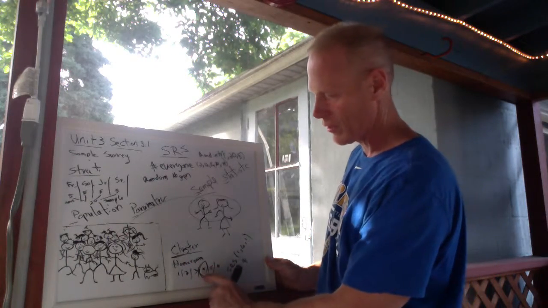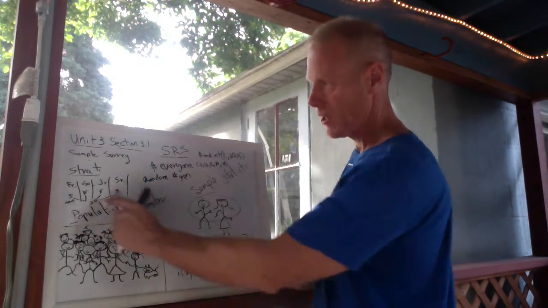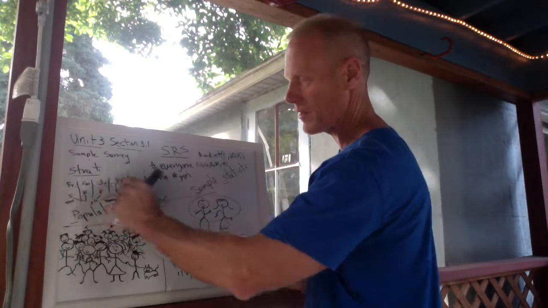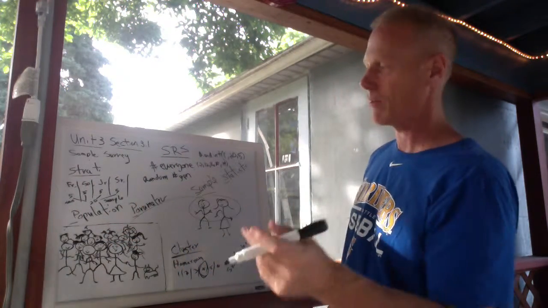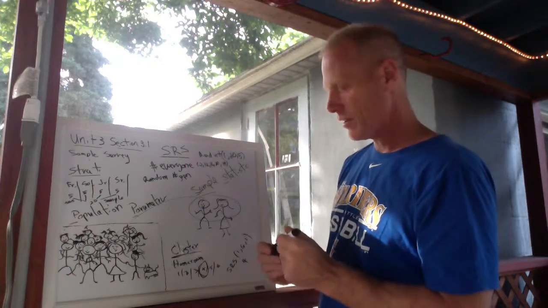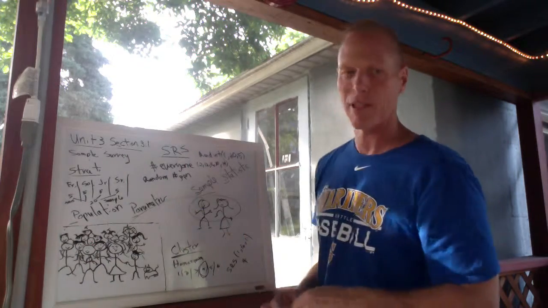So in clustering, the groups are heterogeneously mixed, whereas the strata are homogeneous, with something that they have in common, sharing some common thread. So there are different types of sampling that we're going to do.